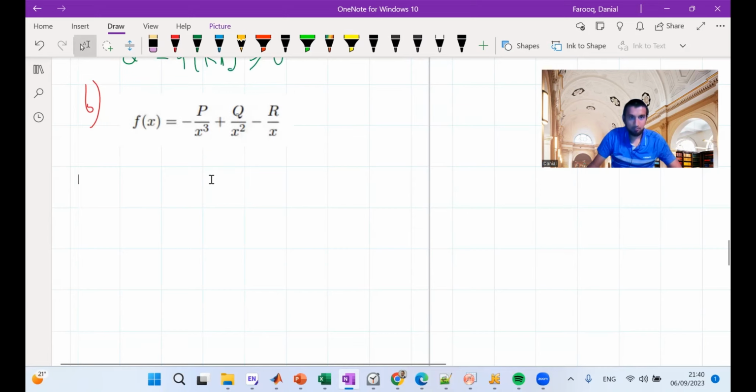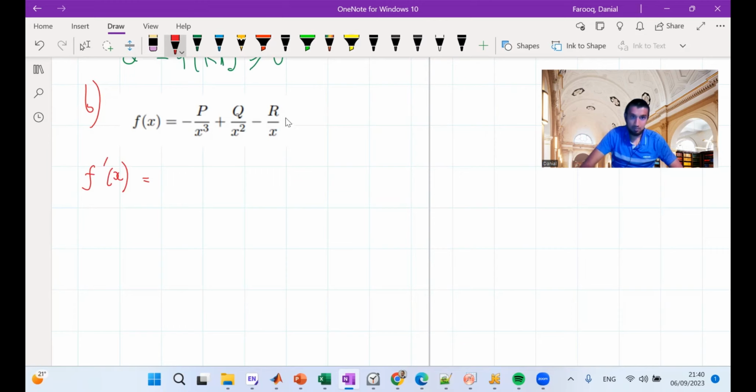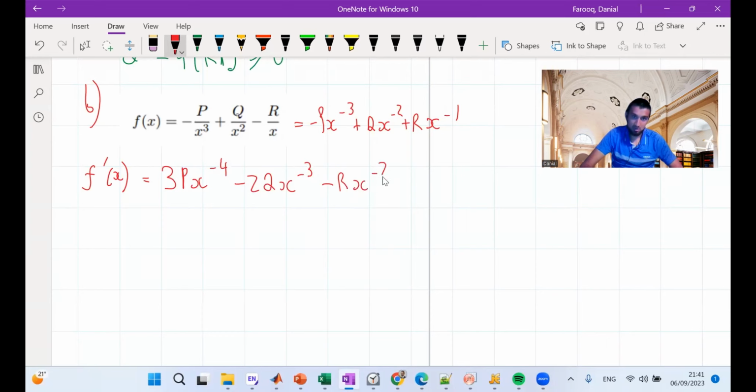Okay, so now we want to find the derivative of this. It might help to rewrite this as minus px to the power of minus 3 plus qx to the power of minus 2 plus rx to the power of minus 1. So the first one, minus 3 times minus p, becomes plus 3px to the power of minus 4, minus 2qx to the power of minus 3, minus rx to the power of minus 2.